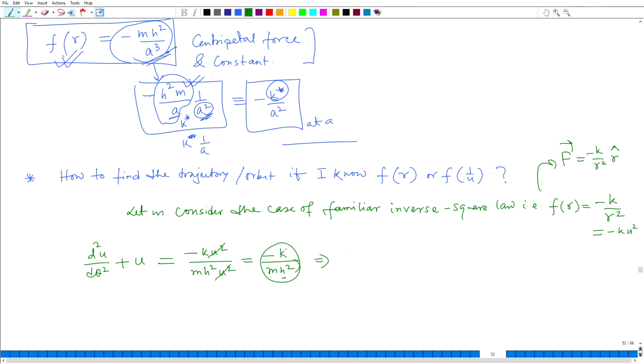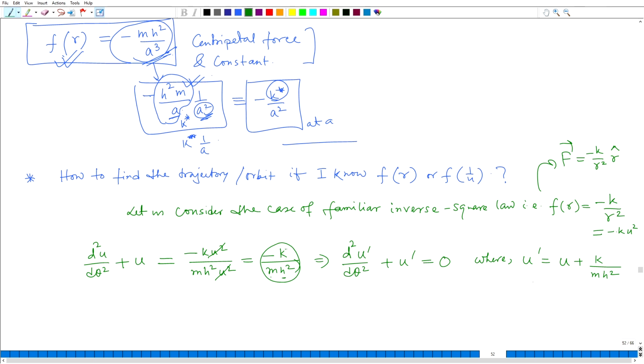So, I can now write d²u′/dθ² plus u′ is equal to 0, where my u′ is equal to u plus k by m h². Okay. So, let me just check whether these symbols are all okay with these conventions. Yeah, u′ is equal to u plus k by m h², very good, perfect. Okay.